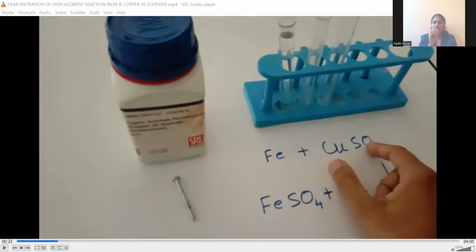So such a reaction in which an atom displaces another atom from its solution is called a displacement reaction. So let us see how the activity is done and what is the result.